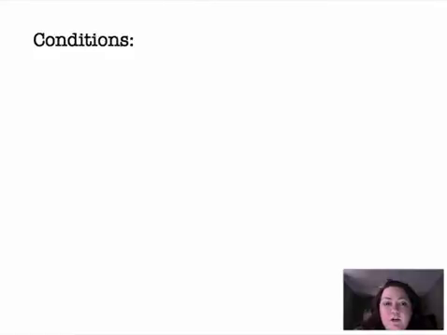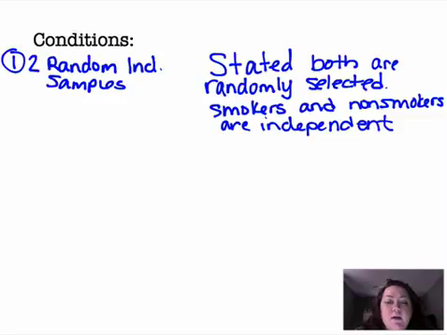So we're going to check our conditions. So I have to have 2 random independent samples. Well, they stated that both of the samples were random, and we assume that smokers and non-smokers are independent of each other.